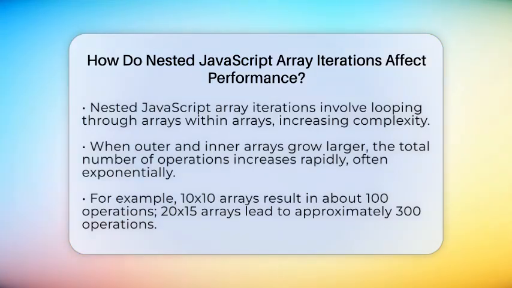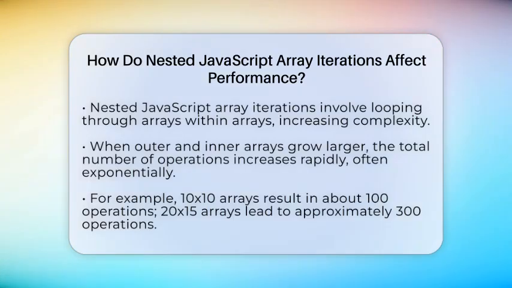Let's find out. When you have an array inside another array, you often need to go through each element of the outer array and then each element of the inner array. This is called nested iteration. If your outer array has 10 items and each inner array has 10 items, you end up doing about 100 operations. That's because for every item in the outer array, you loop through all items in the inner array.